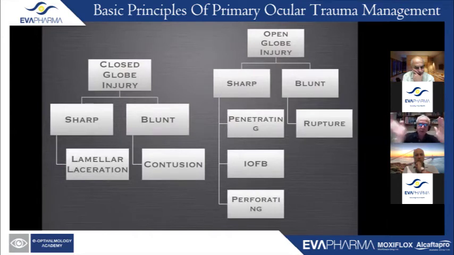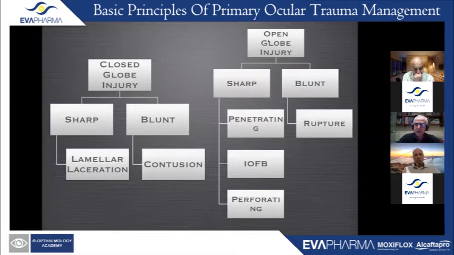So you have one entity, closed eye globe injury, and we have open globe injuries. In closed globe injuries, when you have an injury with a sharp object which has not penetrated the eye, we have the lamellar laceration. In closed eye globe injury with blunt trauma which did not breach the coatings, you have a contusion injury.